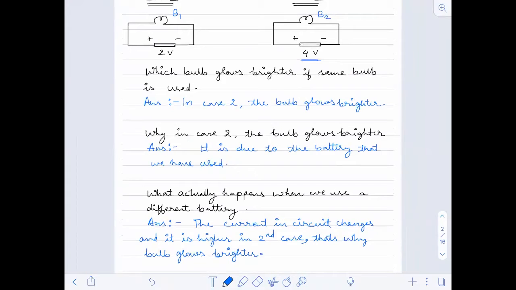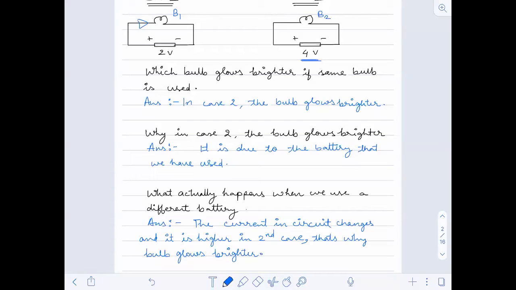If the current would have been the same, suppose I had made some different arrangement. Suppose B1 and B2 are not the same bulb, and the same current flows here and here. Then there is a possibility that the resistance differs, and the bulb will glow brighter in one case. Okay, that's a different thing.